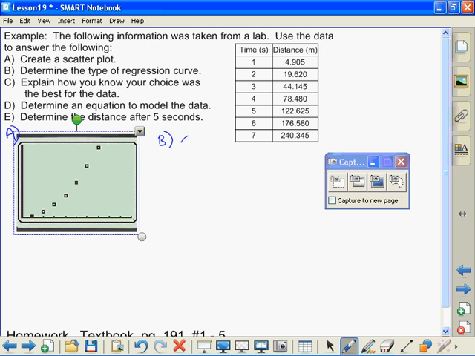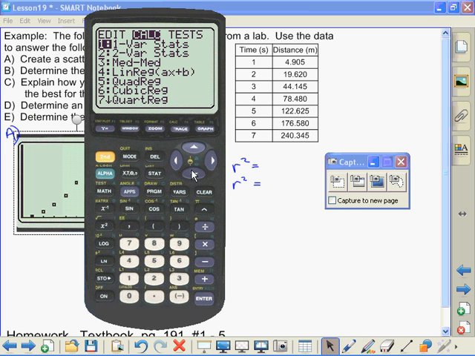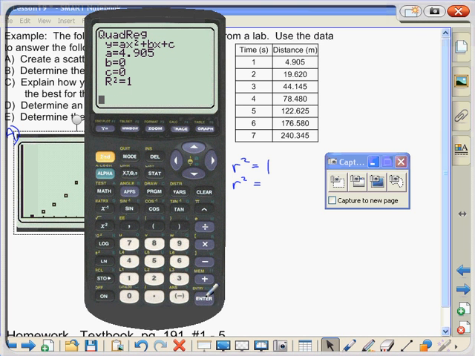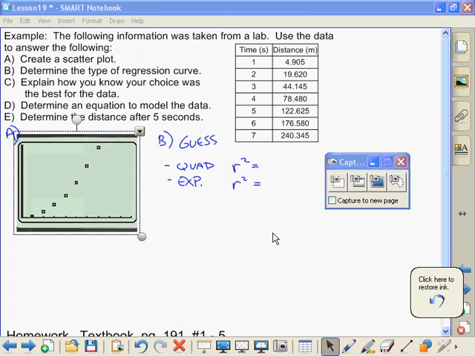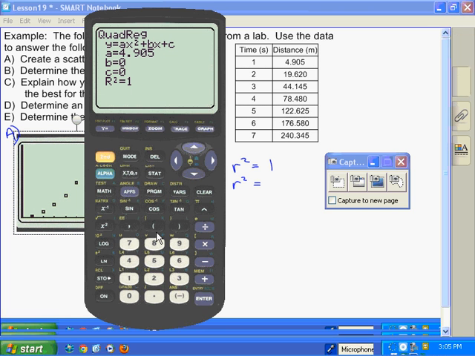Determine the type of regression. So again, you narrow it down. You don't want to go through all of them. So it's either going to be quadratic or it's going to be exponential, and I'm going to be able to compare them with their R-squared values. So going back to the calculator then, go to stat, calculate. So we'll start with the quadratic regression, and we find out R-squared is 1. So it's going to be pretty tough to beat in terms of the exponential, but we will look at the exponential anyway just to double check.